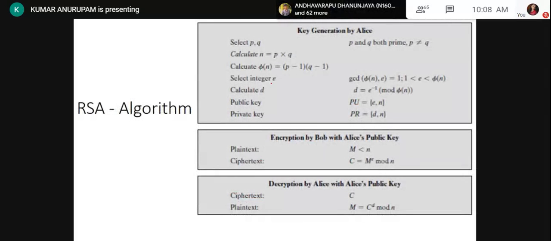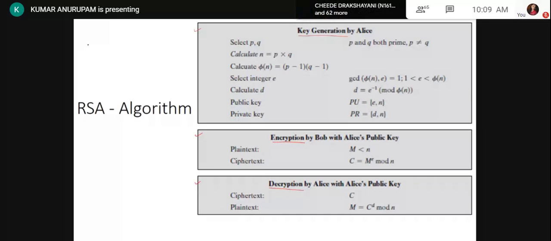This is the whole algorithm. It can be broken down into three steps. You can say two steps for encryption and two steps for decryption. The first step is key generation. The next one is encryption, at the sender side, and the third is decryption, at the receiver side. Key generation is done by the person we are sending to. For an individual, if I want to create a public key and a private key, it should be done by me rather than by anyone else.